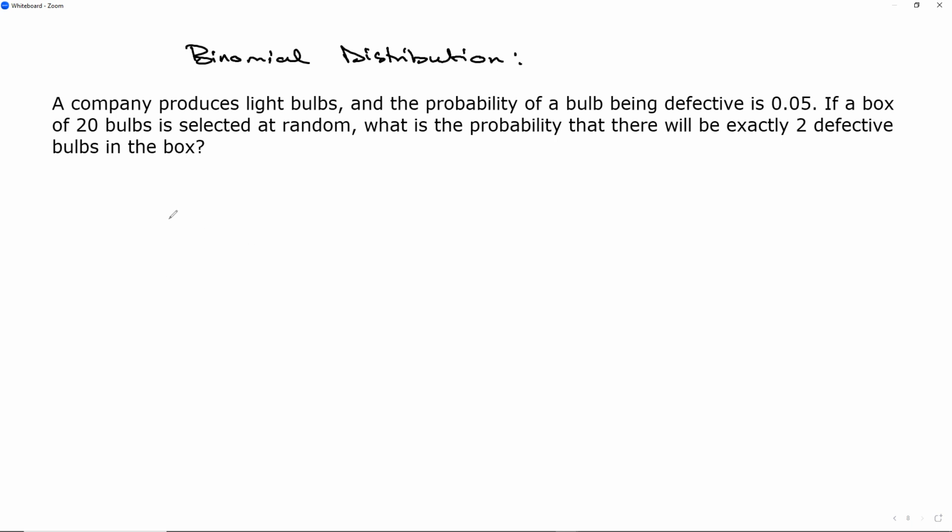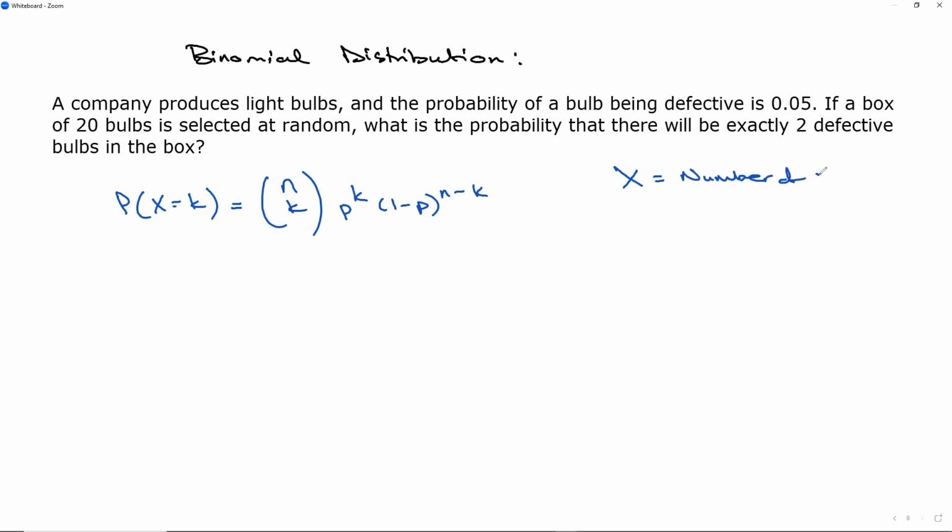And so let's write down what the binomial distribution is. The probability that x is equal to some value k is given by nCk multiplied by p to the power of k multiplied by (1 minus p) to the power of n minus k, where x is the number of successes, and n is the number of trials.